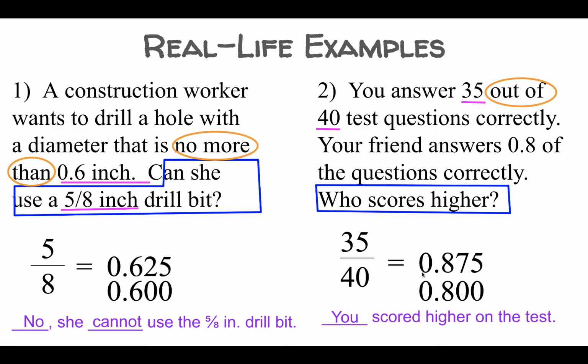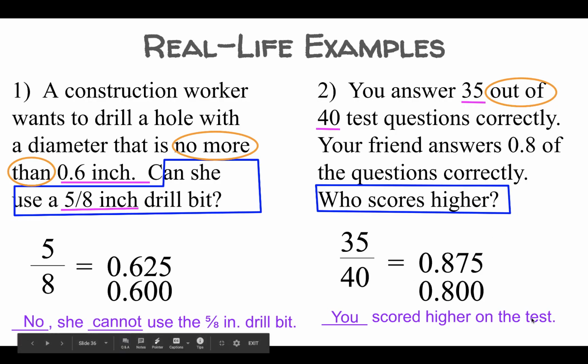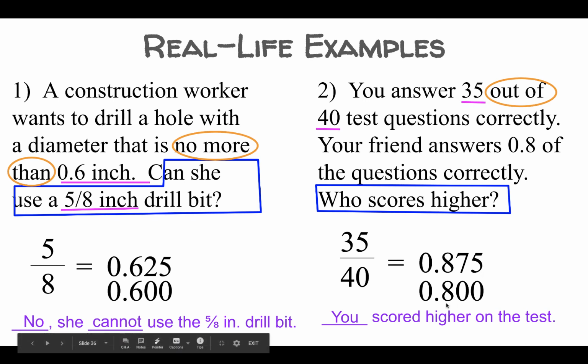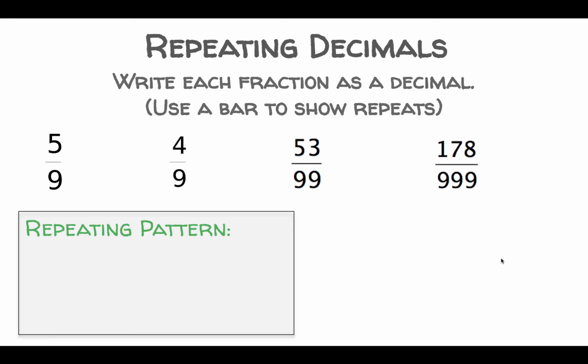Who scored higher on the test? You scored higher on the test. When you turn your ratio, your fraction, into a decimal, 35/40 is equivalent to 875 thousandths. And your friend had 800 thousandths, or 8/10. Your score is higher. This decimal has a higher value than 8/10. So you scored higher on the test. Congratulations. Let's go to the next chunk in your notes.